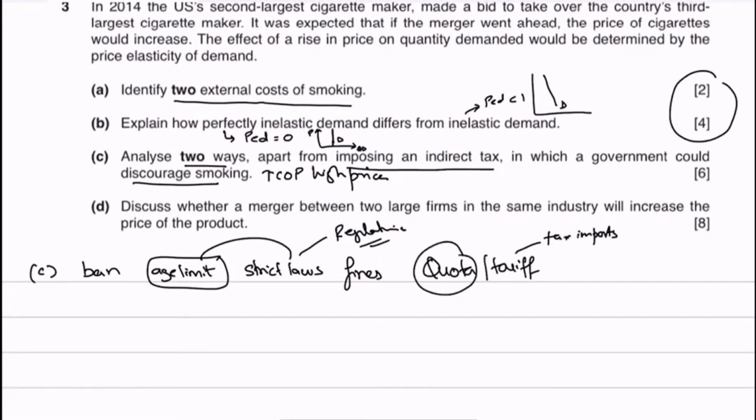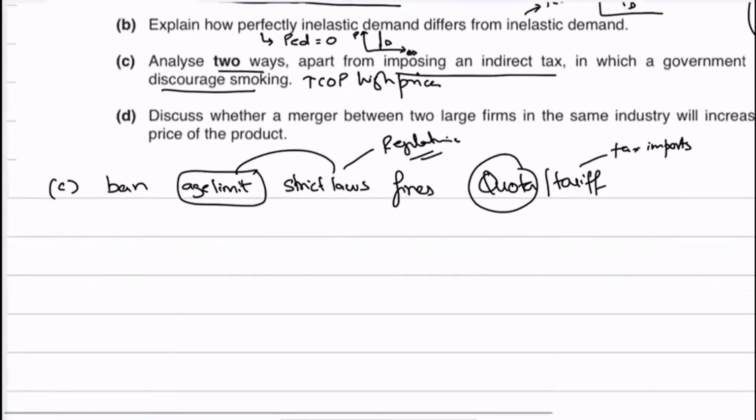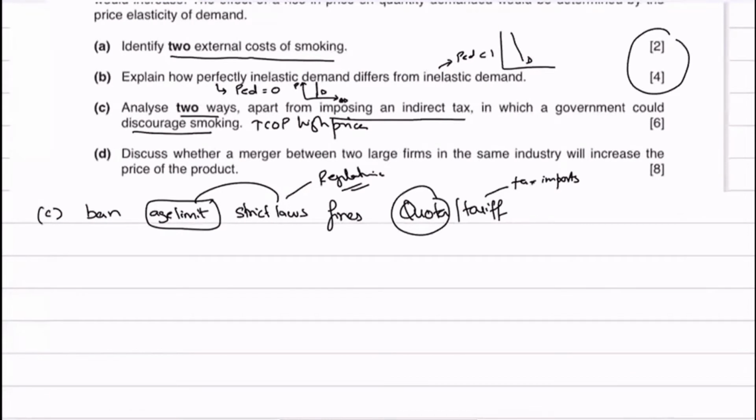A quota is not a ban, it is a limit on the quantity of how much you will import. So, if the state is importing maybe 100,000 boxes a week, maybe the quota would limit it to only 10,000 boxes a week, right? So these are the ways in which the government can reduce, apart from just imposing indirect taxes, the government could discourage smoking.